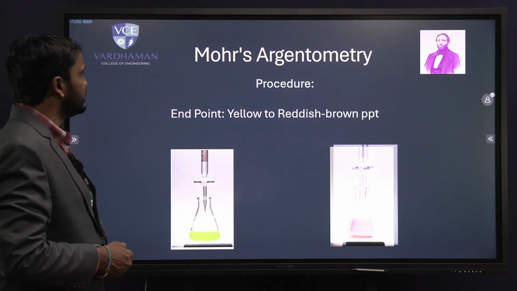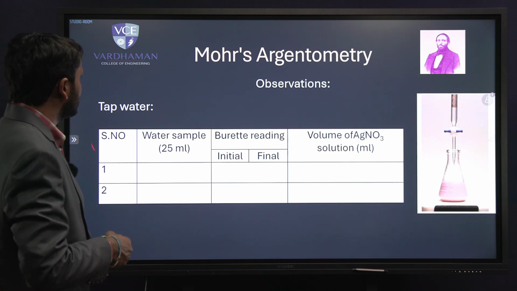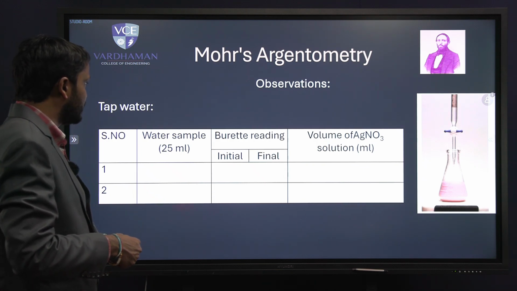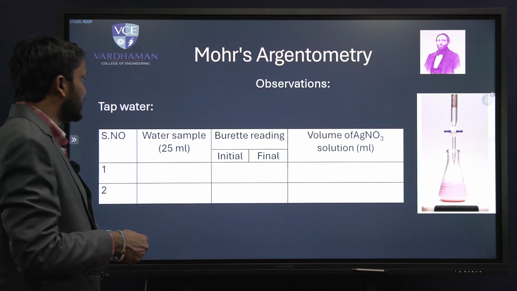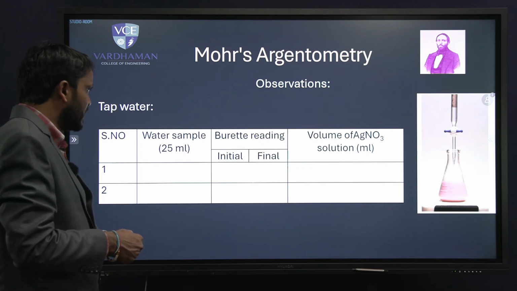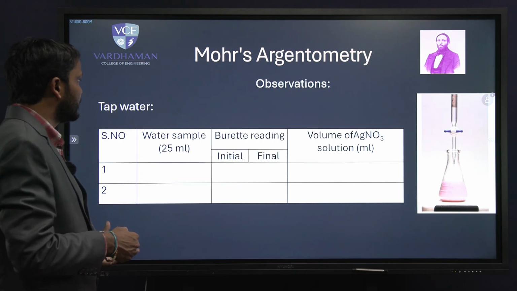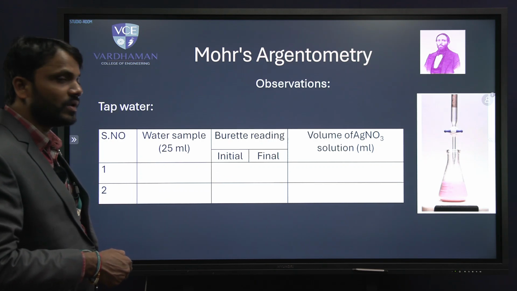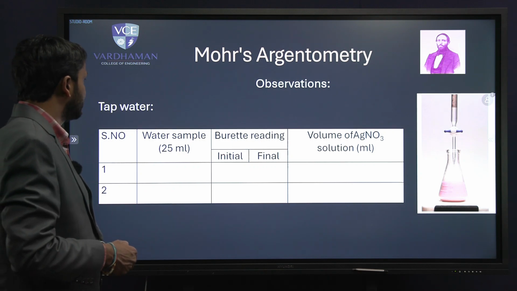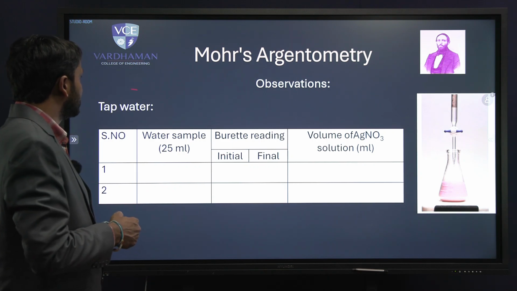So now we'll come to the observation and calculations. What have we done? We have taken the water sample in the conical flask and we have titrated. Those values are observed here. Until what point do we need to titrate? Until we get 2 concordant values in the experiment. In the first experiment we have done with the tap water.